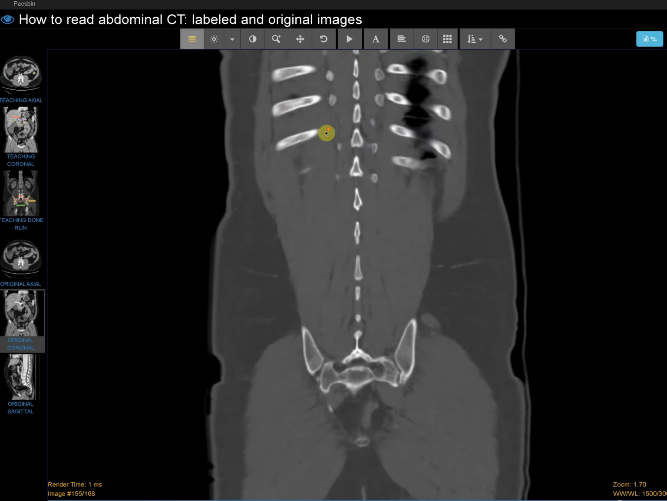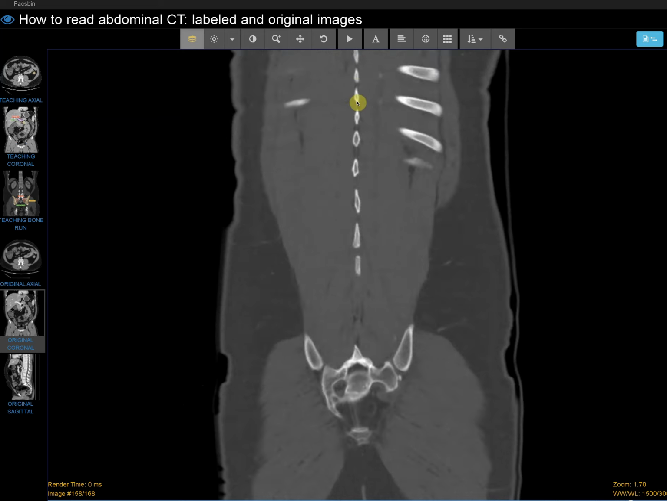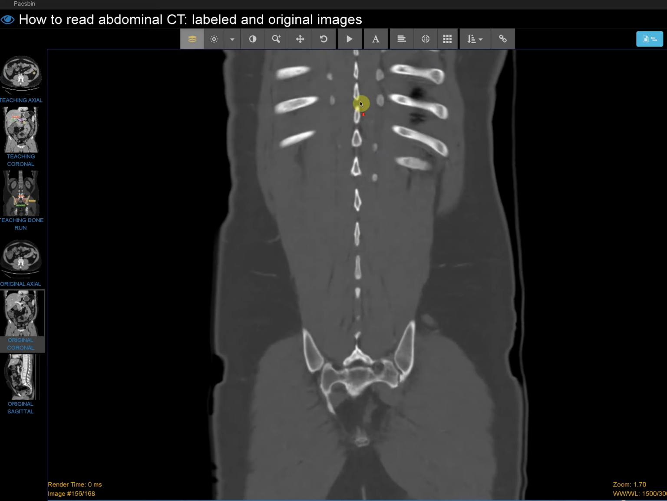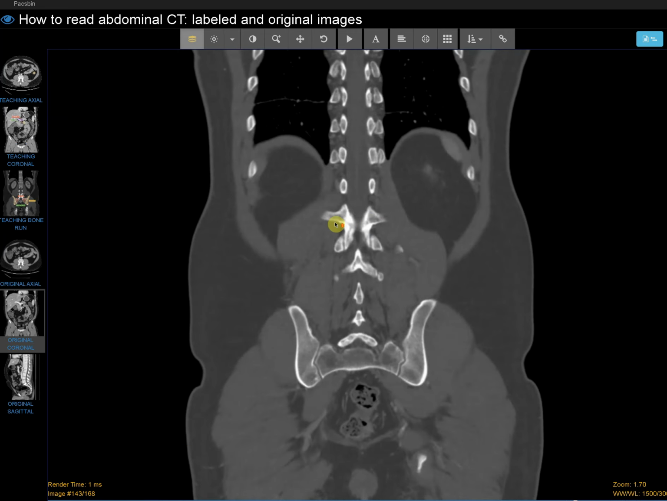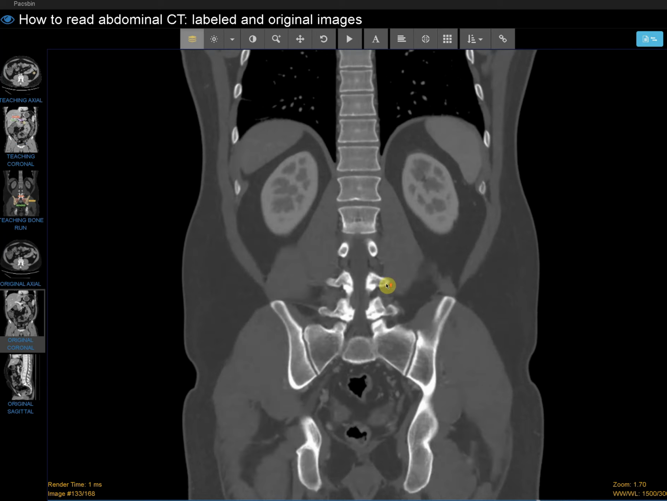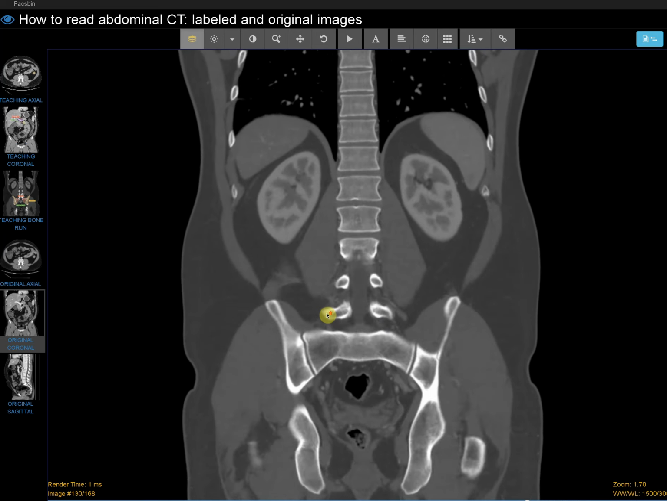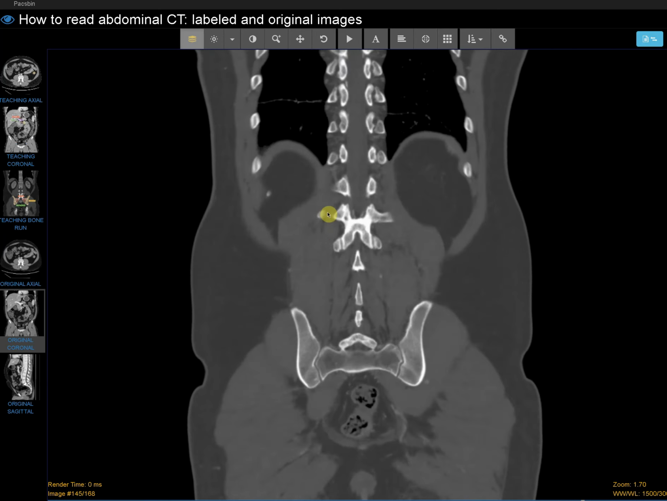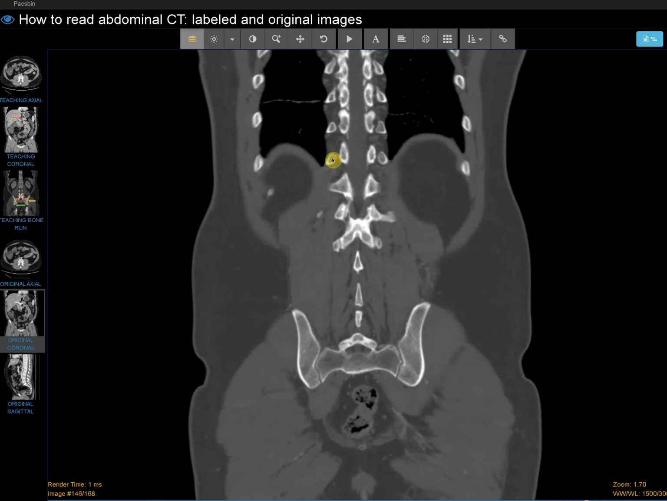Follow the ribs back, and we can see the spinous process as well. Spinous process, I find it best to evaluate on sagittal images. And on coronal images, I really like to look at the transverse process too. So we took a look at the bones too.